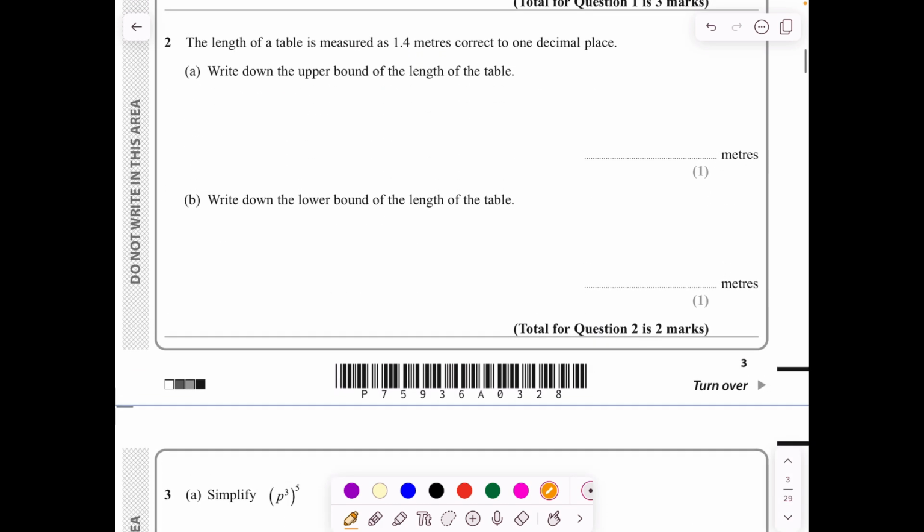Okay. Next was nice and easy. You just had to say what the upper and lower bounds were. If it's to 1 decimal place, that means it's to the nearest 0.1. You halve it, and that means that the upper and lower bounds are plus or minus 0.05. Add 0.05 for the upper bound, so that's 1.45, and subtract 0.05 for the lower bound, so that's 1.35.